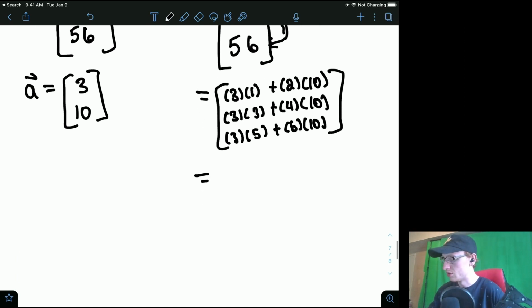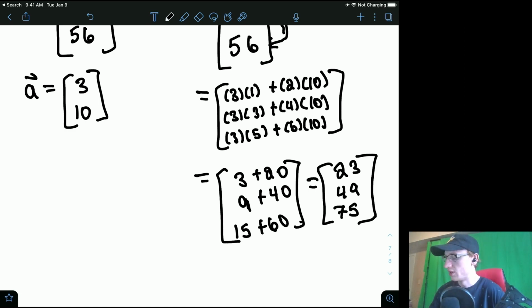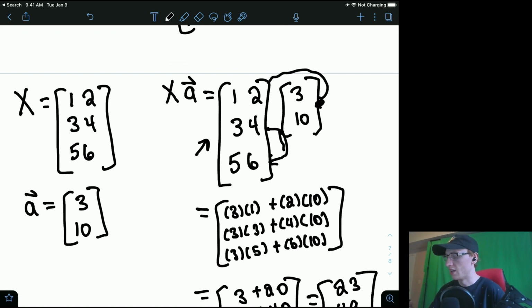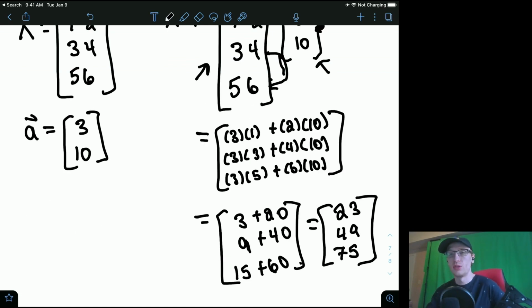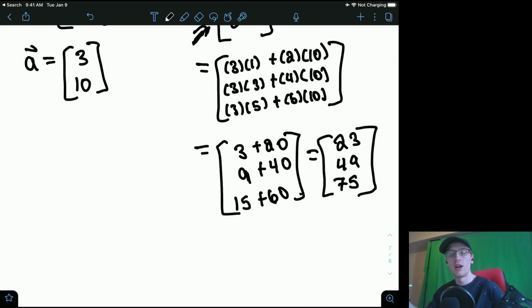That is simply equal to, well, one intermediate step: 3 plus 20, 9 plus 40, 15 plus 60, which is finally equal to that addition: 23, 49, 75 is our final vector for the matrix vector multiplication of that matrix and that vector. So a good practice is to go to a matrix vector multiplication website, put in this matrix and that vector, and make sure you get the same results. And I'm going to leave it at that.